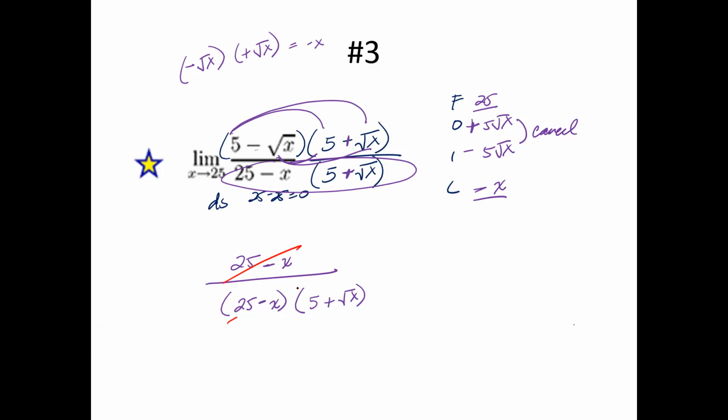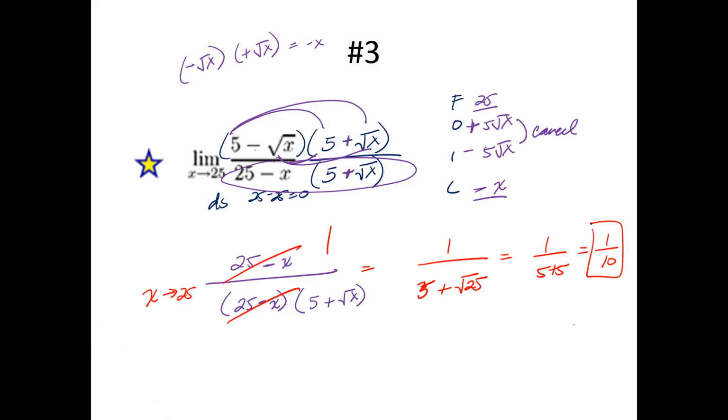So then this part cancels. You're left with a 1 on top. As x approaches 25, you're going to redo your limit. 1 over 5 plus the square root of 25, which is just 5 plus 5, which is going to result in 1 over 10. And that is your answer.